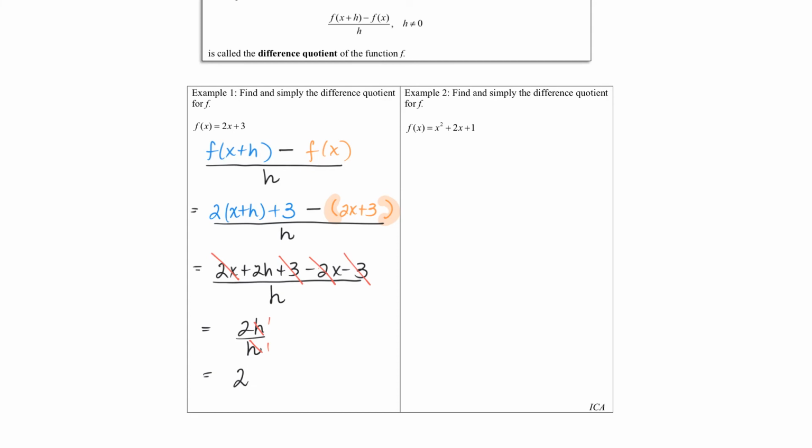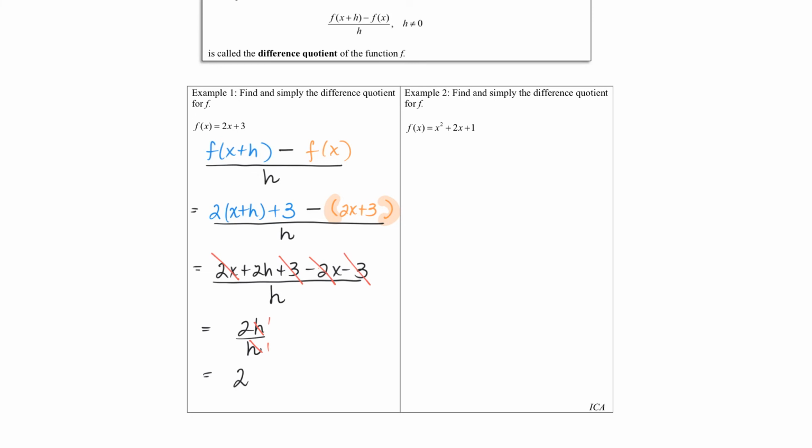And if you remember your work with graphing lines, and this would be a line, right? The general form for a line, or we talk about slope-intercept form, right? Y equals mx plus b. When you evaluate, find and simplify the difference quotient for a linear function, it'll always be equal to the slope of that line. So that's a good way to know if you're on the right track with finding the difference quotient for a linear function.